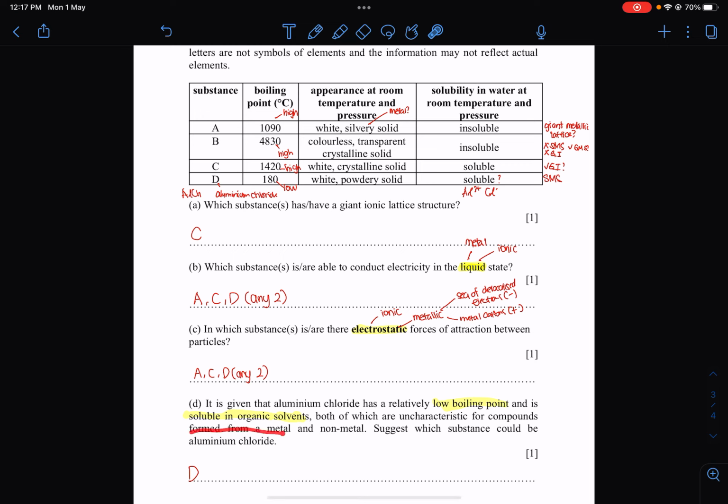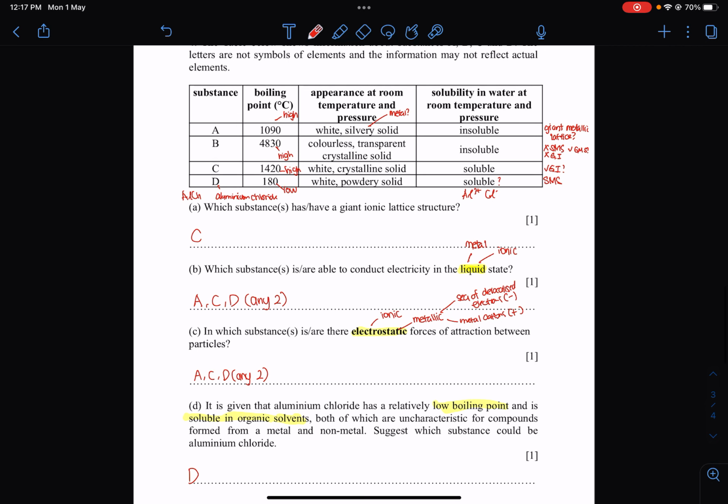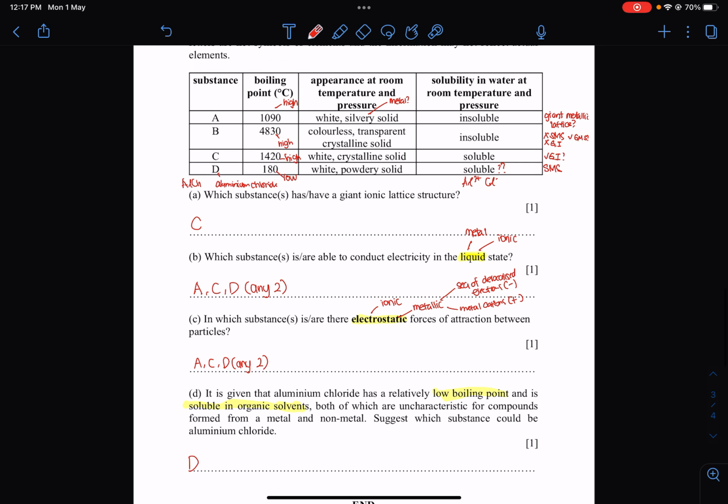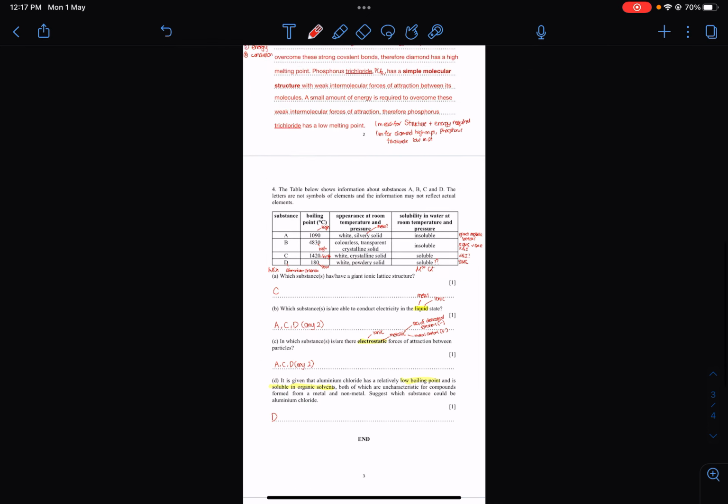They already mentioned uncharacteristic for compounds formed from a metal and non-metal, which means that this substance itself doesn't follow the conventional way of predicting the structure. So based on A, B, C, D, only D was really a question mark because of having a low boiling point but being soluble in water at room temperature and pressure. So the answer would be D. You have to make the most educated guess based on the information that you have. That's how you would get the answer for D.